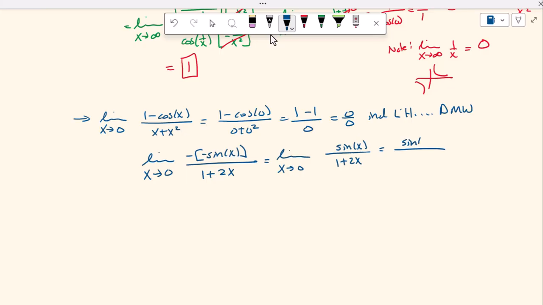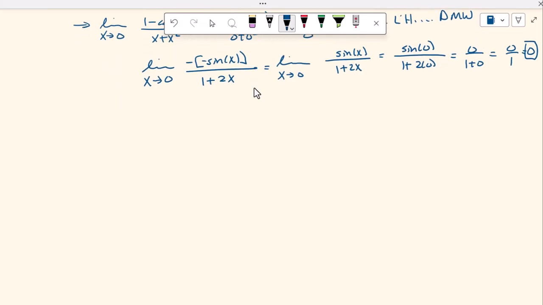Okay, and let's plug that 0 in. So I get sine of 0 over 1 plus 2 times 0. Sine of 0 is 0. 0 over 1 is 0. So this just had one iteration of L'Hopital's to apply. But you're probably getting an idea of some of the patterns that you're going to see here. It's always really important that you look at the limit to see what the limiting value is, whether it's 0, infinity, or a different constant.